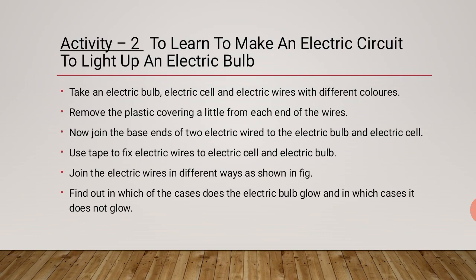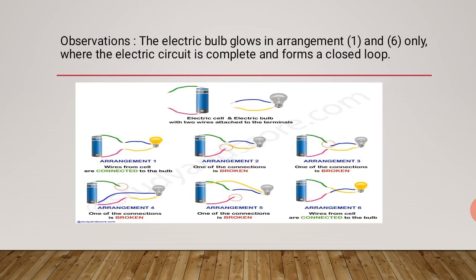Remove the plastic covering a little from each end of the wires. So what we have to do is remove the plastic covering from some ends of the wires and join the ends of the wire with the electric cell and electric bulb with the help of tape, as shown in the figure or arrangement.